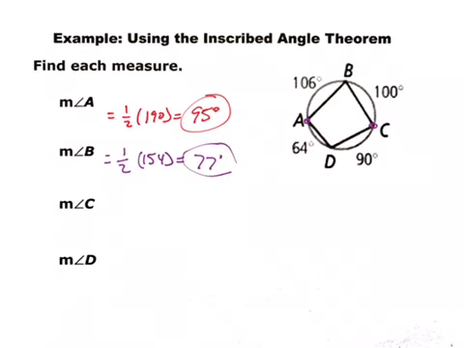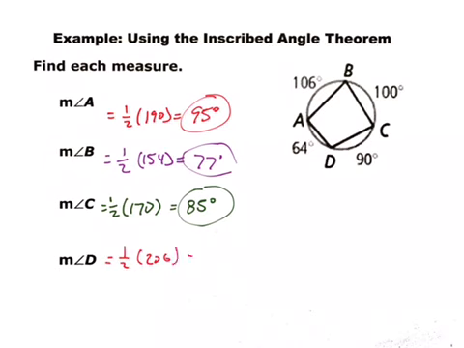Then we move on to angle C. It cuts from here to here. So this arc here should be 170. So angle C is half of 170, which in this case should be 85 degrees. And then it's very similar, we do the same thing to find the measure of angle D. In this case, we're going to take half of 206, and we get angle D is 103 degrees.